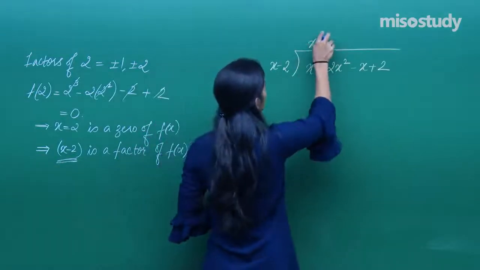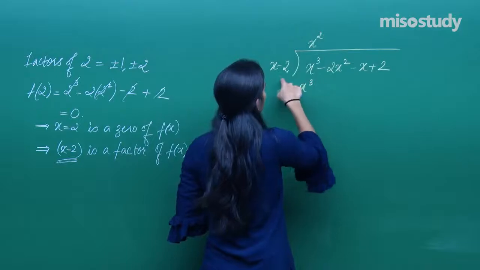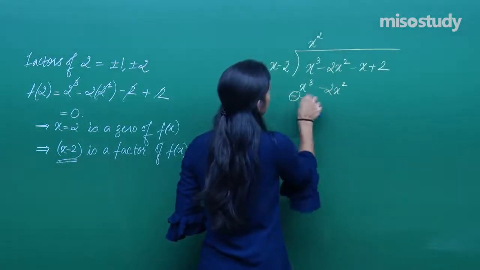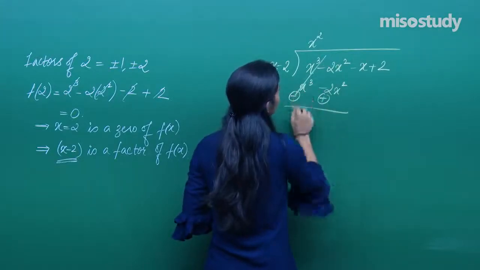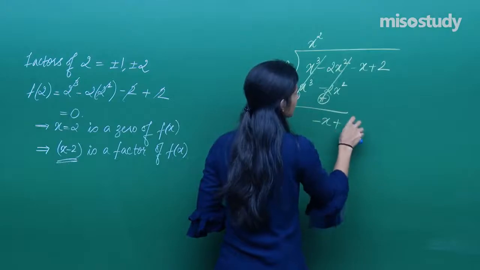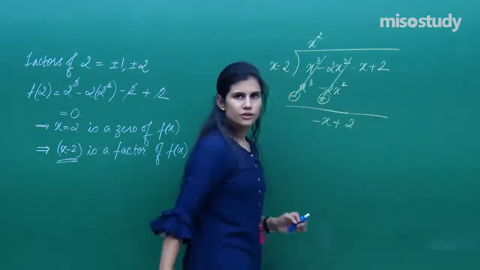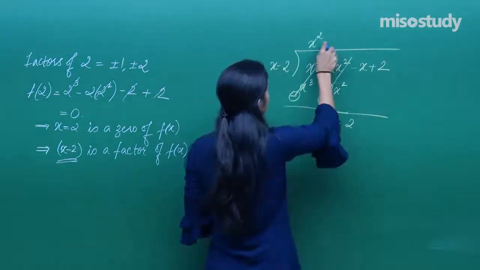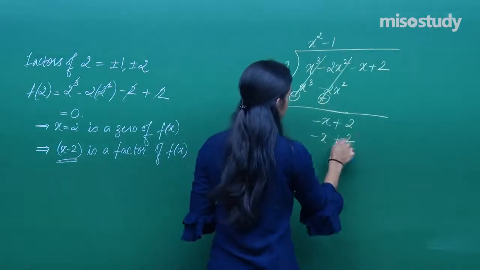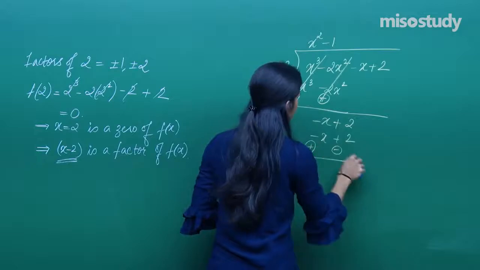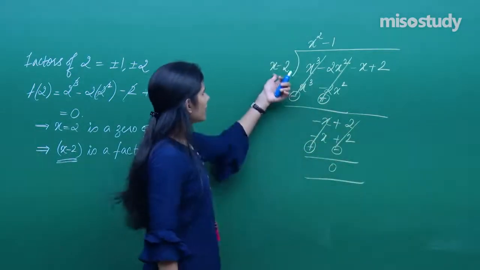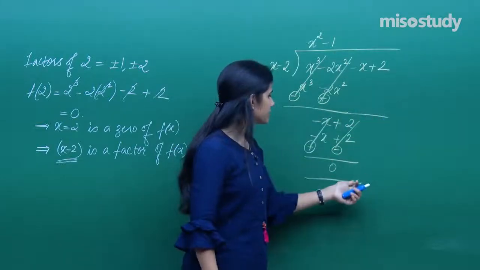x into x square is x cube, minus 2 into x square is minus 2x square. This is minus, this is plus, and then this entirely comes down, minus x plus 2. Right? Now x into what is minus x? x into minus 1 is minus x, minus 2 into minus 1 is plus 2. Again this is plus minus, you get a 0. So this is your divisor, this is quotient, this is dividend, this is remainder.